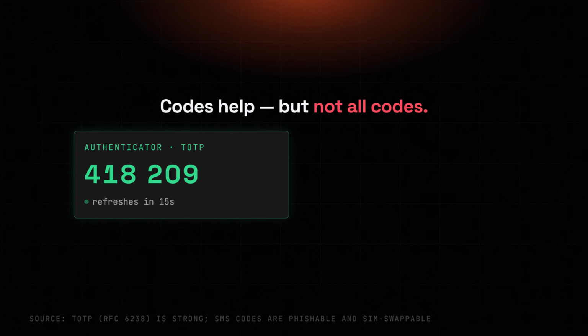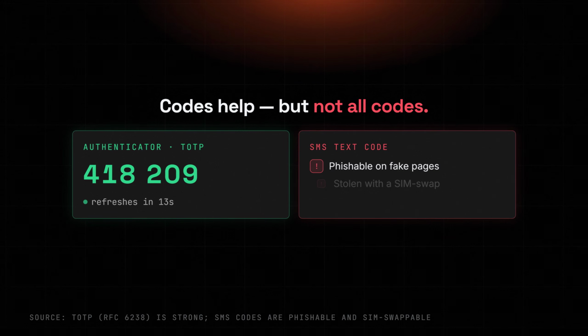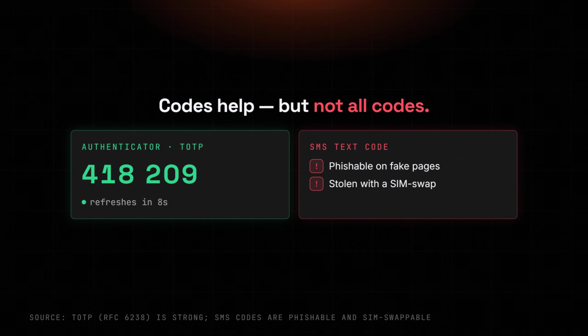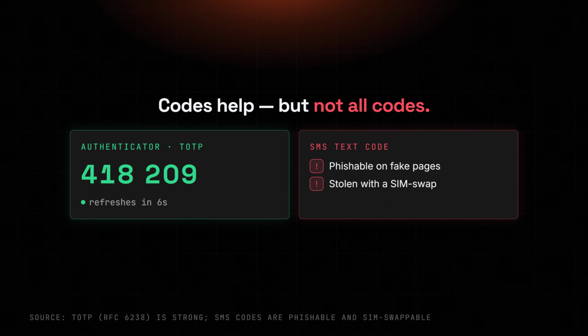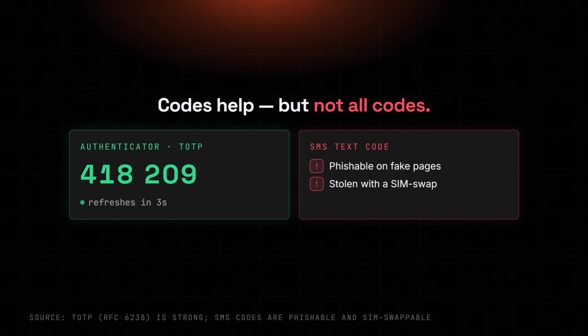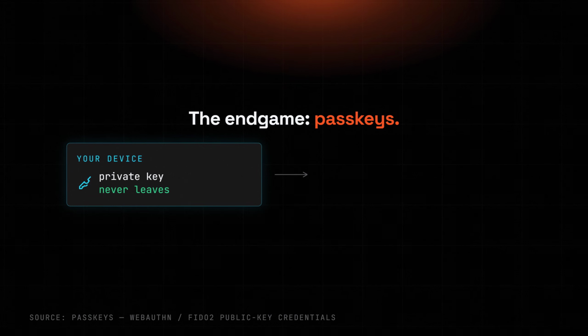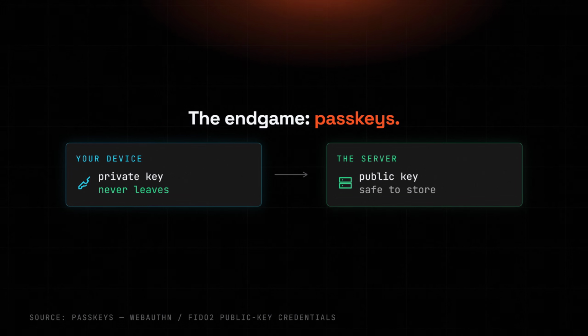The version you know best is the 6-digit code that refreshes every 30 seconds. That is TOTP, and it is genuinely good protection. But codes sent to you over plain text are weaker. They can be phished or stolen outright with a SIM swap, which is exactly why the endgame is Passkeys, built on the WebAuthn and FIDO2 standards.